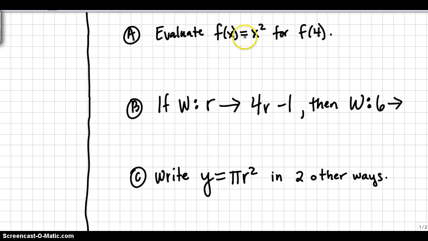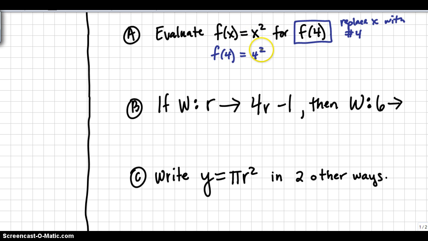Evaluate f of x, which is equal to x squared, for f of 4. So you can see the way this question is asked. f of 4 means that you're going to replace x with the number 4, and then you're going to calculate. So I'm going to replace x with a 4 here, and also on the other side of my problem.